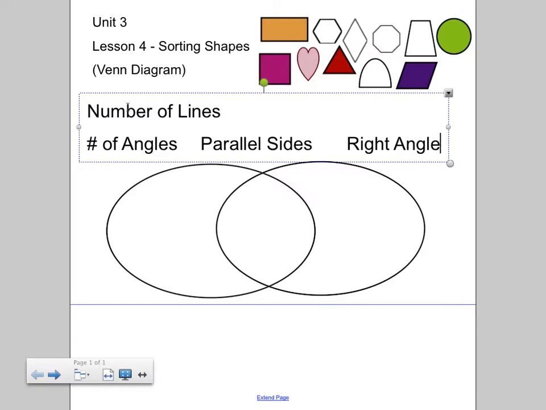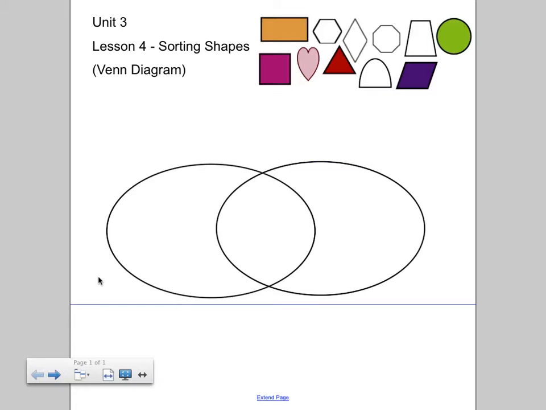What I'm going to do is choose two characteristics of how I want to sort these. Now it can be anything. I can do number of sides, a certain number of angles. I'm just going to choose right angles on this side. So if a shape has a right angle, I'll slide it in here.